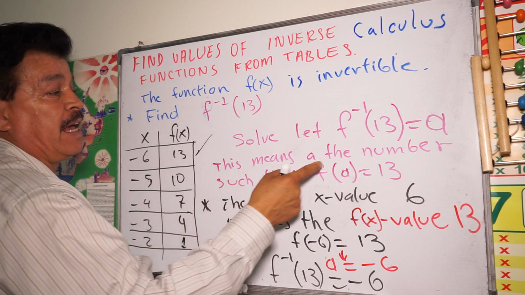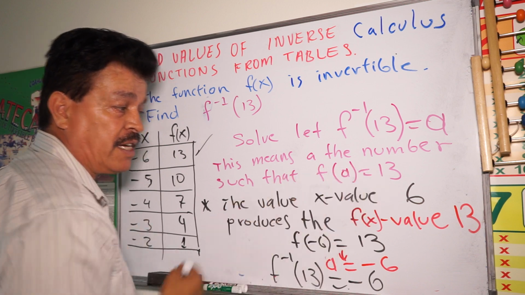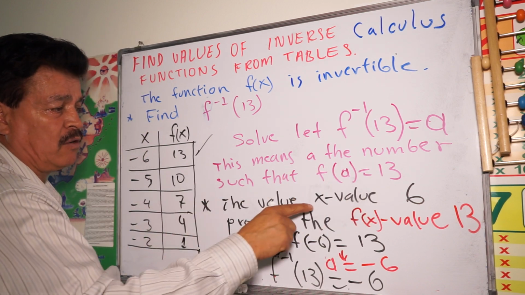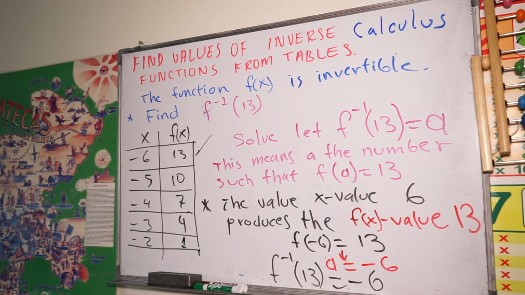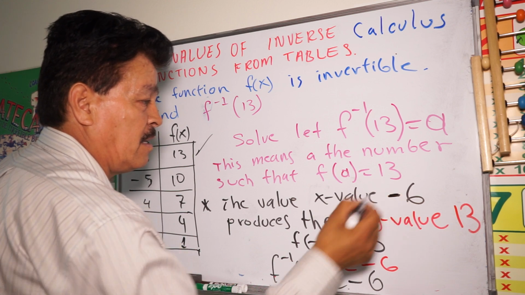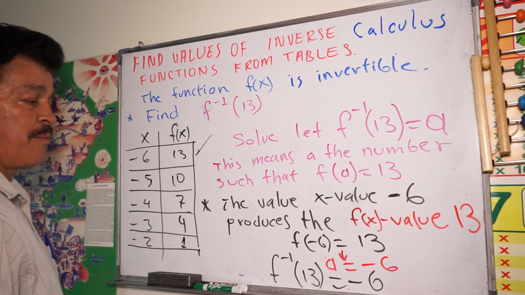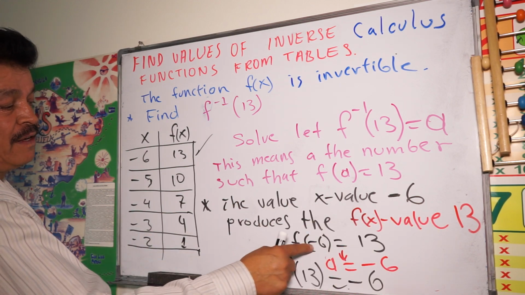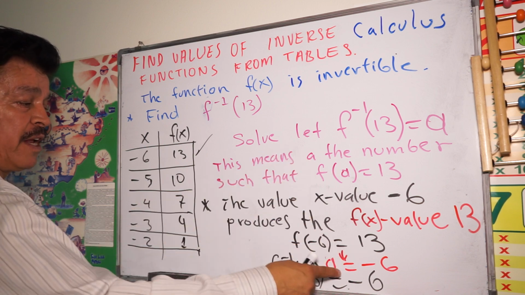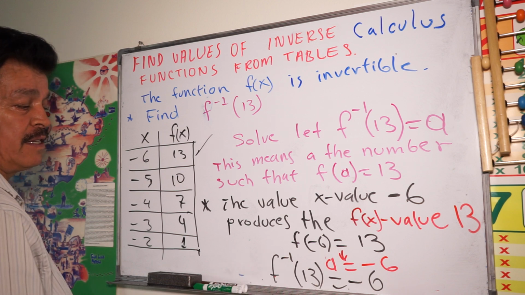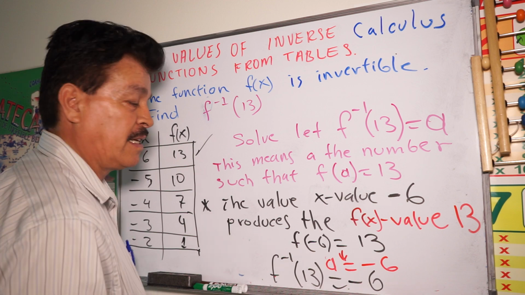This means that a is the number such that f(a) is equal to 13, right? So the x value is minus 6, and minus 6 produces the f(x) value 13. In conclusion, f of minus 6 is equal to 13. Therefore, a equals negative 6. So f inverse of 13 is equal to negative 6, right?